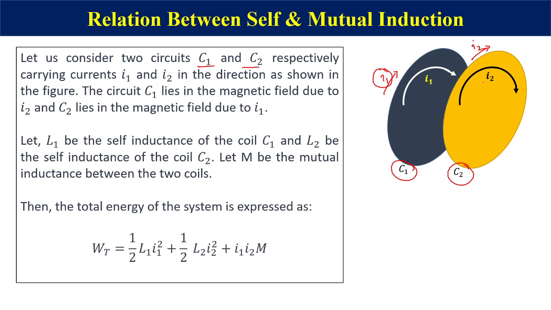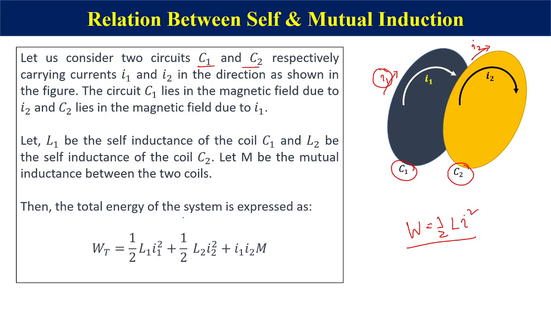In one of the previous lectures, you must have learned that if L is the self-induction, then the total work done by the current to flow against the back EMF is given by half L I square. This is the same expression we are going to use in order to find the total work done. So basically, what we are interested in is the total energy of the system.